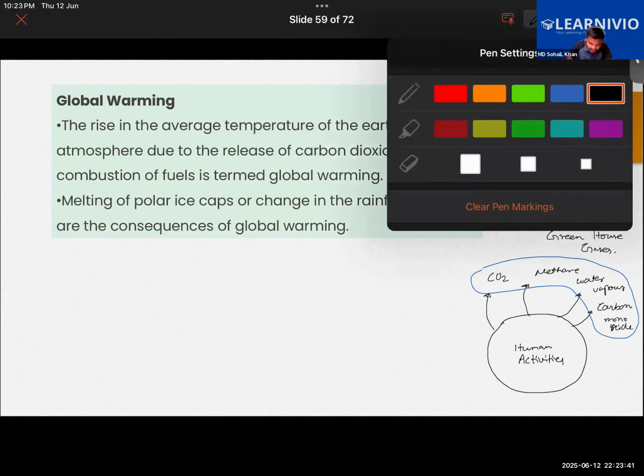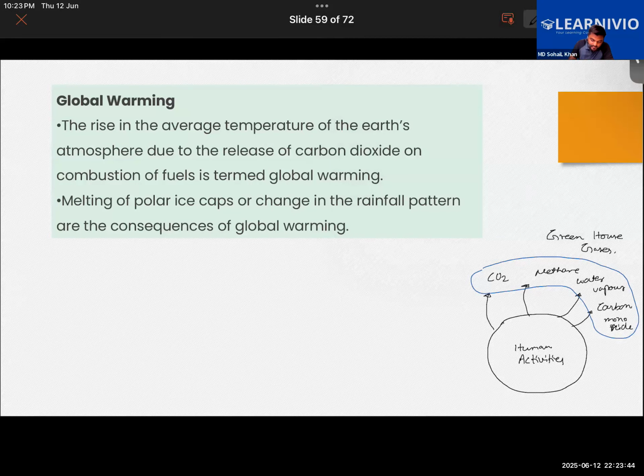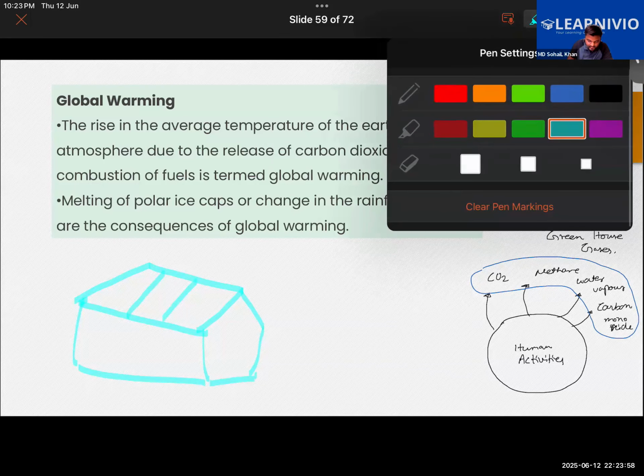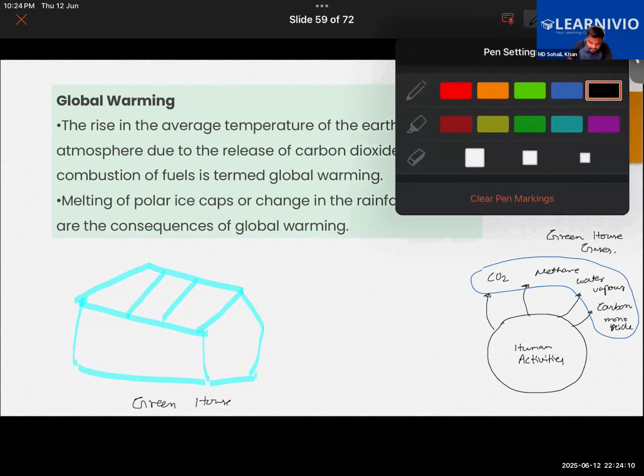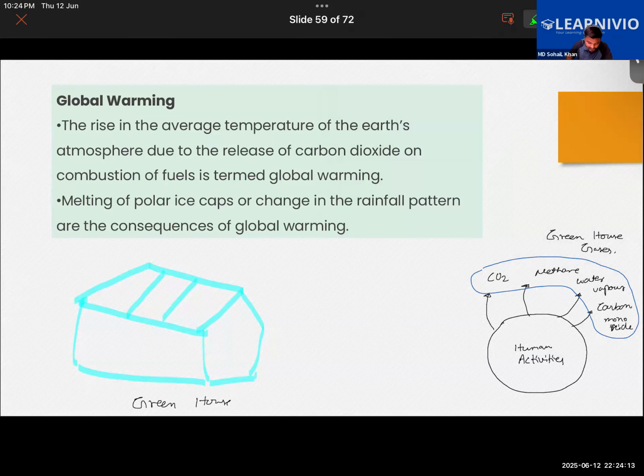Now let us understand why we call them that. Sometimes you guys might have seen a house whose roof is made up of glass, or the entire structure may be made up of glass. You have seen it in movies. You know what we call that? We call it a greenhouse. Are there people living inside it? Obviously no. Actually, there are plants that are grown there. Exactly. So plants are grown inside it.